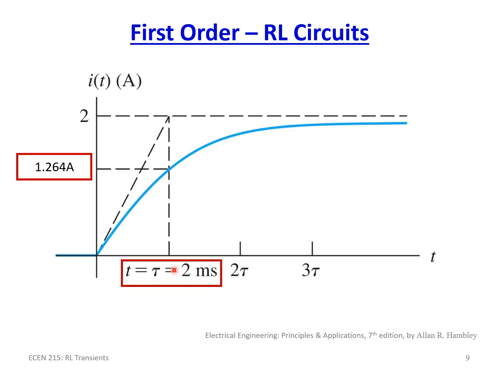At 2 milliseconds, at tau, we have 1 point for a 2 amp Vs over R. In other words, we're going to go up to 2 amps total. We end up with 1.264 amps at 2 milliseconds. Kind of the same as before, 63.2% of 2 amps happens at the time constant. Very similar to the RC circuit, except instead of looking at the voltage, we're looking at the current.